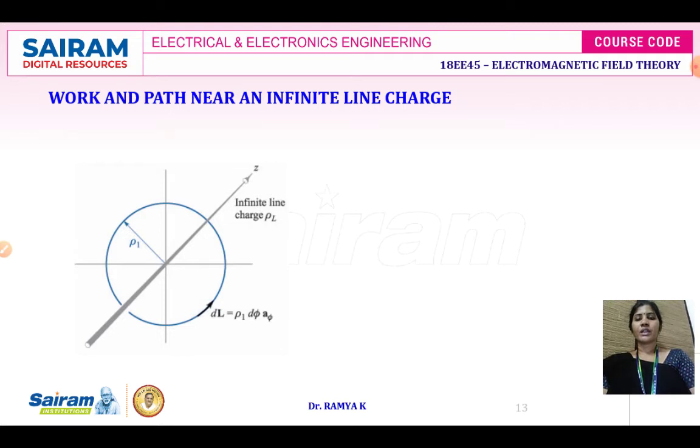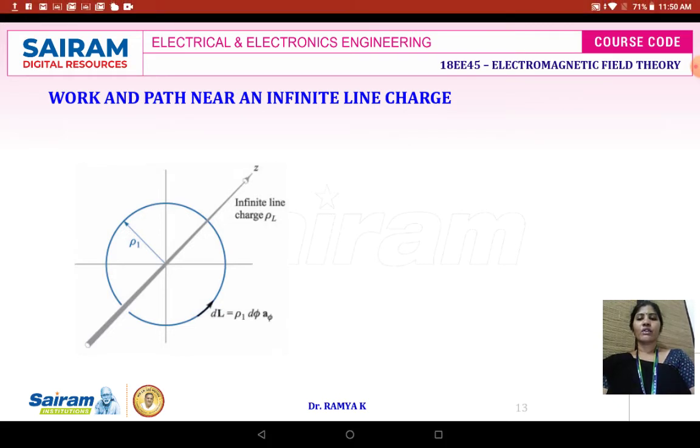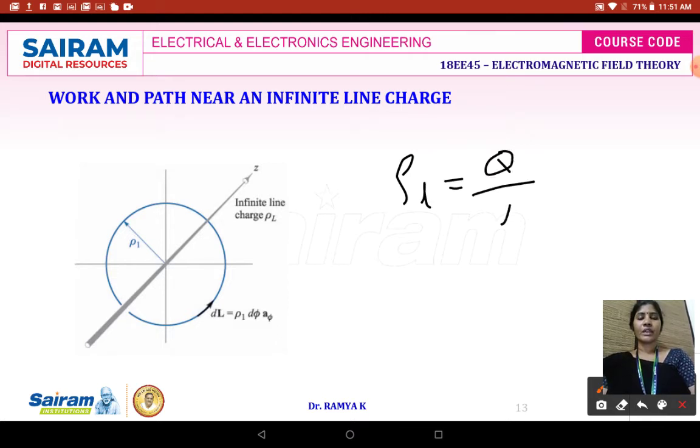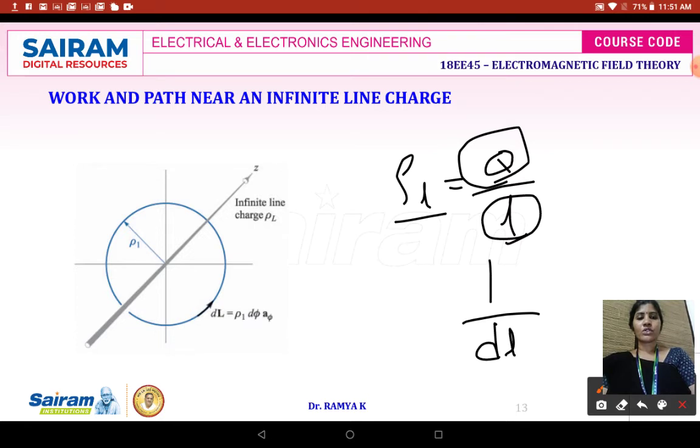Work path near an infinite line charge. We know that the line charge density rho L is equal to charge Q divided by L. The definition is, if a charge Q is distributed throughout the length of the line, then it is the line charge density. So if line charge density is given, it is not possible to take the complete charge available on that line. So we will take a differential elemental length. When you assume a differential elemental length, the charge distribution through it is also differential, which we can write in terms of rho L.